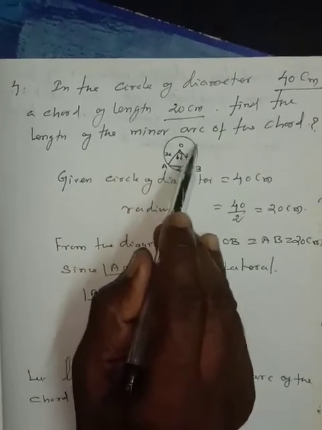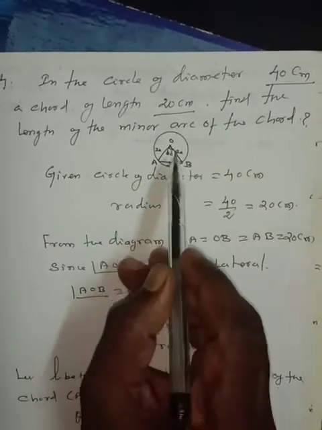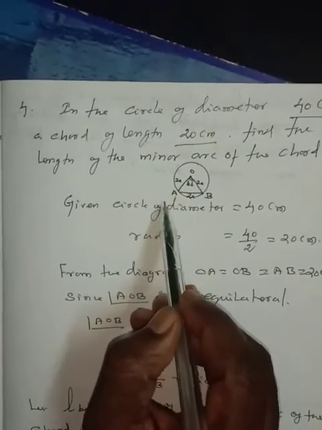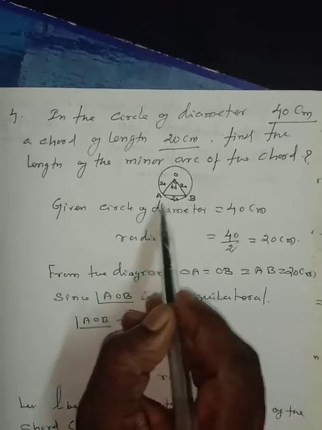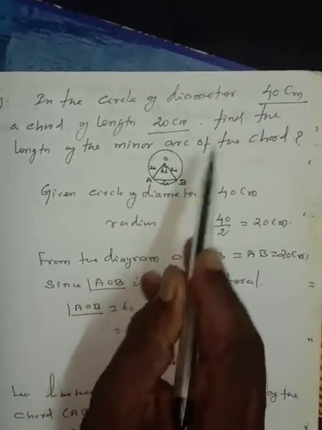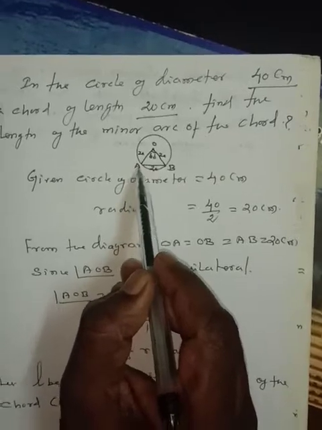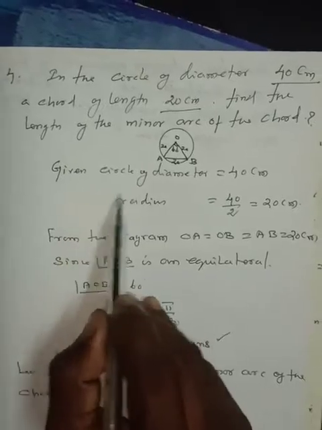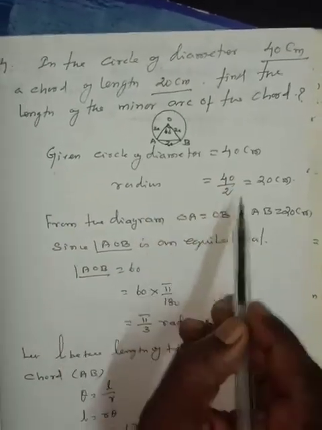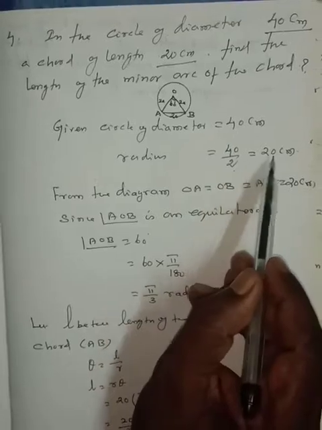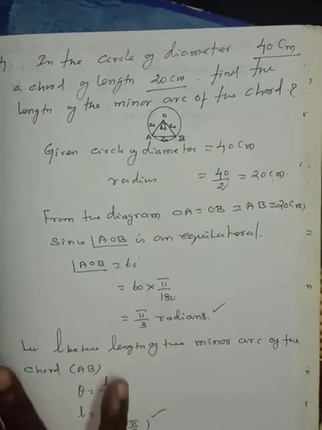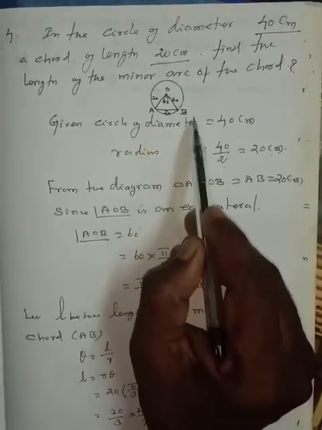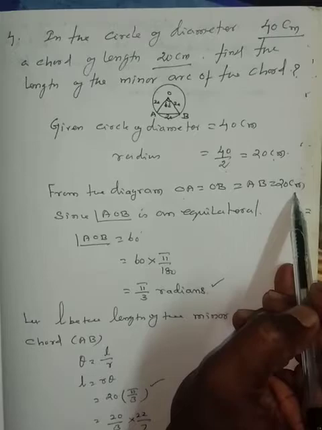Okay. In a circle of diameter 40 centimeter, a chord of length 20 centimeter is given. Find the length of the minor arc of the chord. Let O be the center of the circle, and A and B the ends of the chord of 20 centimeter. Diameter is given as 40 centimeter, therefore the radius is diameter divided by 2, which is 20 centimeter. From the diagram, OA is equal to OB is equal to AB is equal to 20 centimeter.